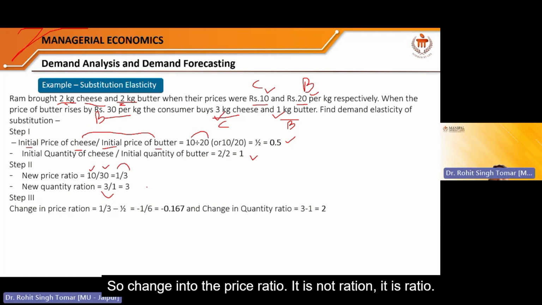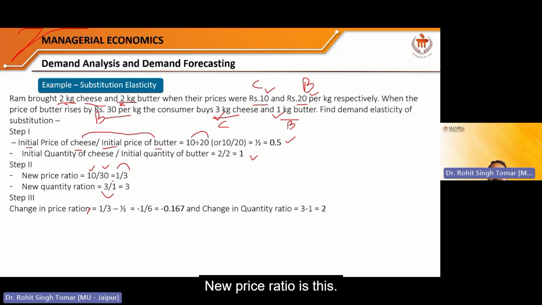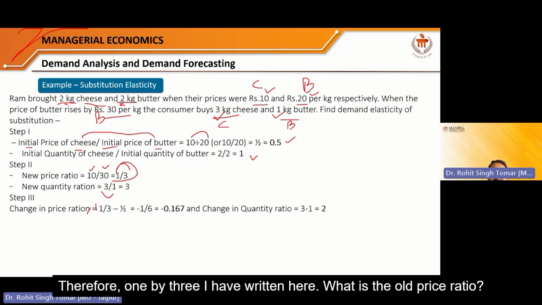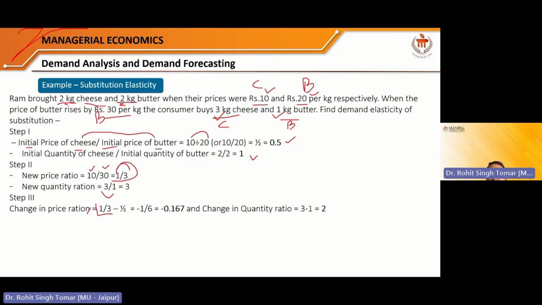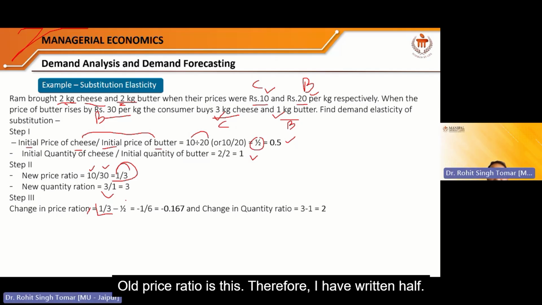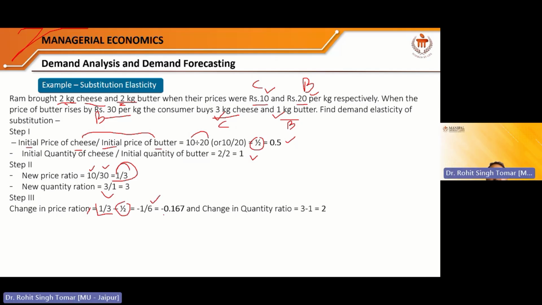Change in the price ratio. The new price ratio is this, therefore 1 by 3 I have written here. What is the old price ratio? Old price ratio is this, therefore I have written half. The change in the price ratio is minus 1/6, or you can say 0.167 minus.